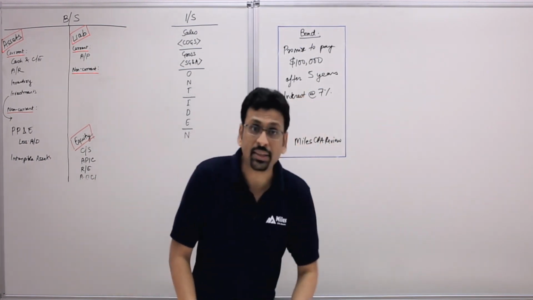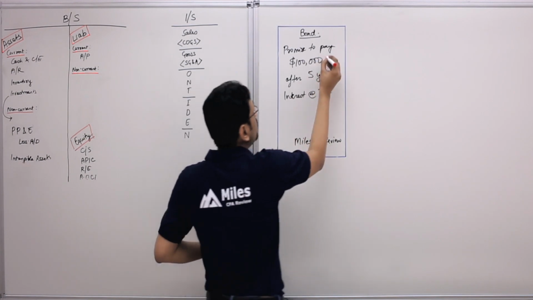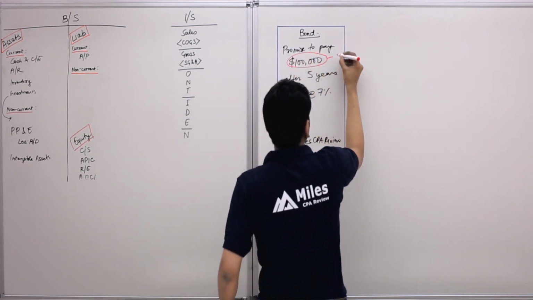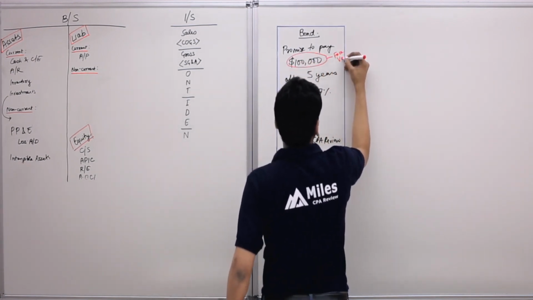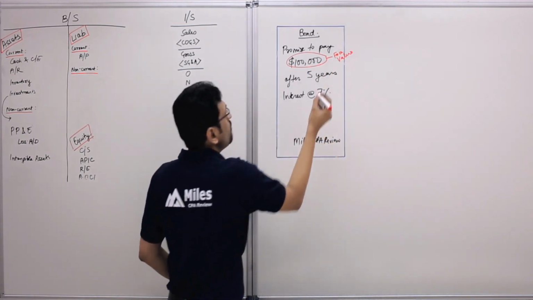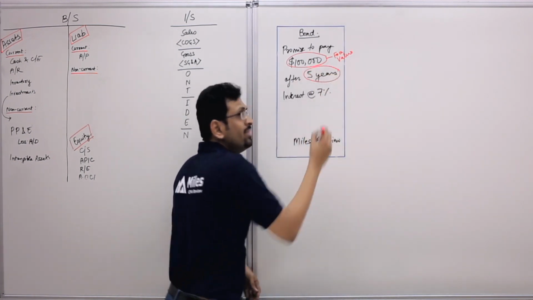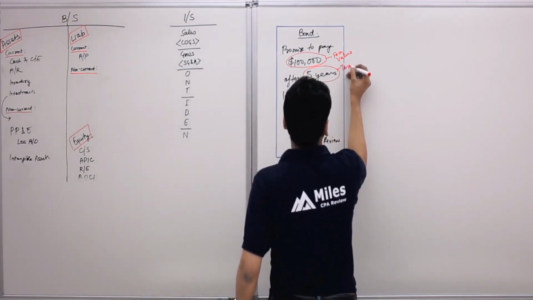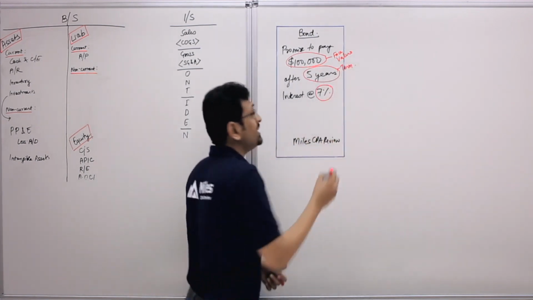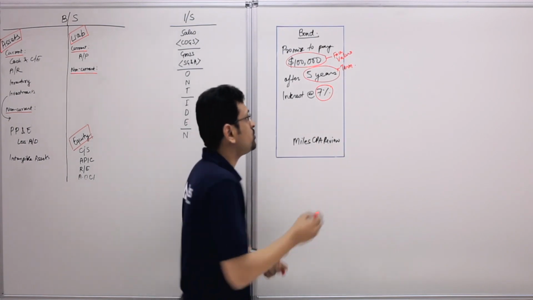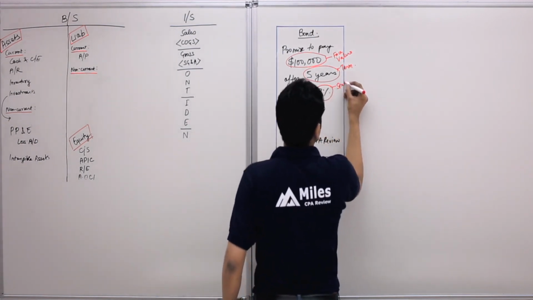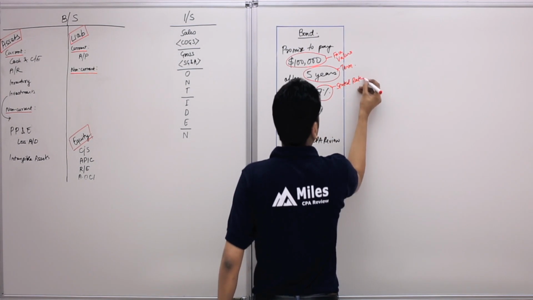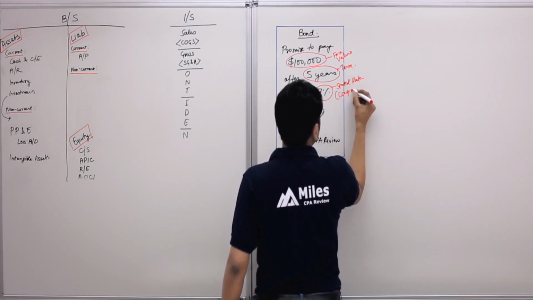So guys, looking at this bond, $100,000, you could say this is the face value of the bond. 5 years, this is the period of time or the term of the bond. When you're looking at 7%, that's the stated interest rate. You could call it stated rate, contract rate. You could also call it coupon rate.